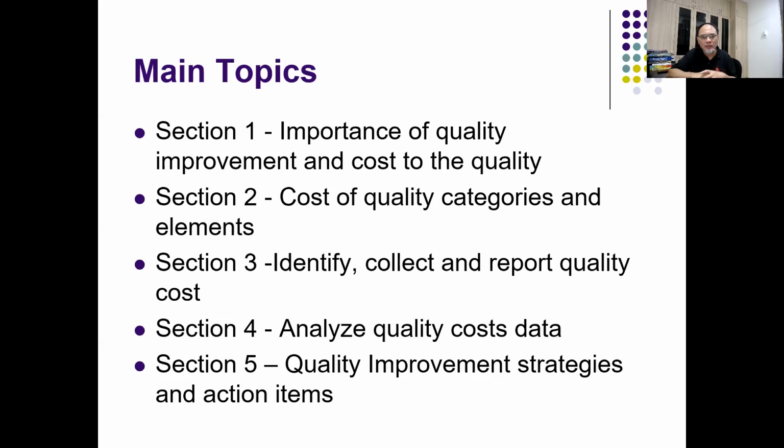So the main topics that I would like to share with you: first of all, we'll look at the importance of quality improvement and the cost to quality, or cost of quality. Then we'll look at the quality cost categories and the elements represented in the various categories. And in order for us to do improvement, we need to collect the quality cost data and report them. Then I'll explain analyzing quality cost data using simple tools also. I'm not going to explain everything in detail. I'm going to give you an overall idea so that you can start trying to look at how you can do improvement through the cost of quality concepts.